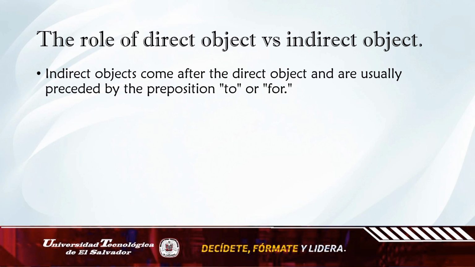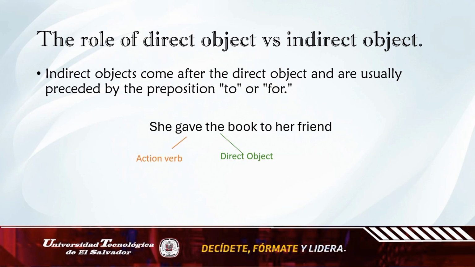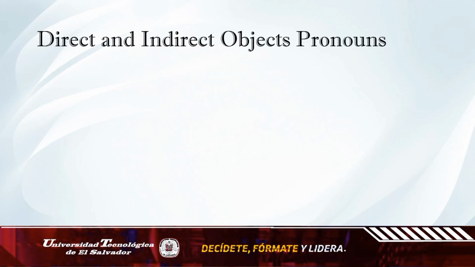Indirect objects, on the other hand, come after the direct object and are usually preceded by the preposition to or for. For example, in the sentence, she gave the book to her friend, the direct object the book comes immediately after the verb gave, and the indirect object her friend comes after the direct object and is preceded by the preposition to.